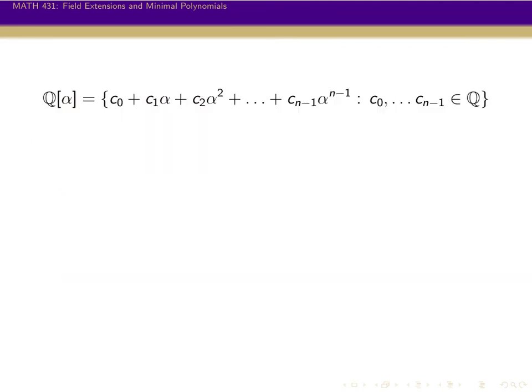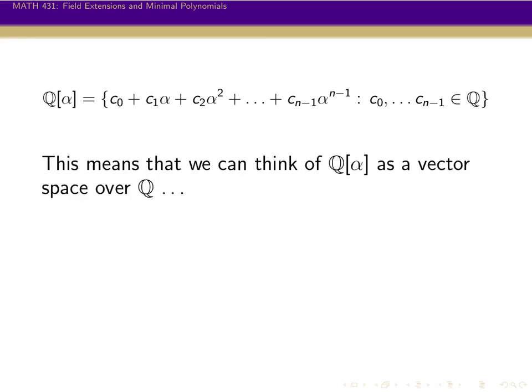Okay, so now we know what these simple algebraic extensions of Q look like. We have a way to think about them now. And if you look at this, it really means that we can think about Q adjoin alpha as a vector space over Q. You can think about these, the C0 up to Cn, as sort of like our coordinates here.